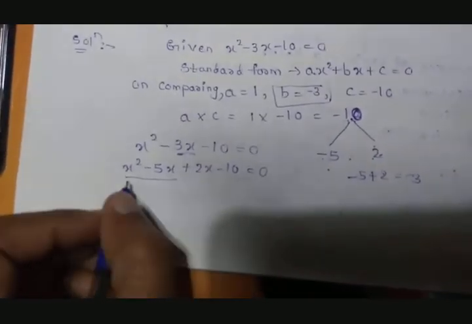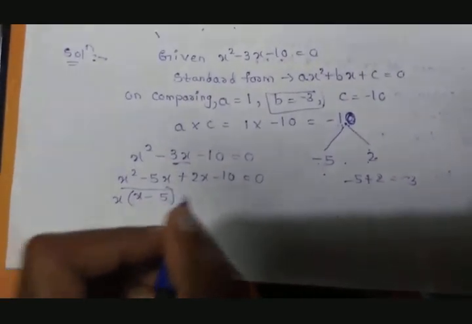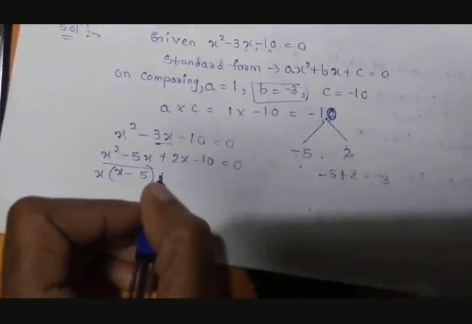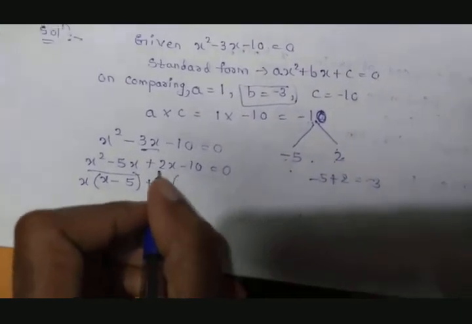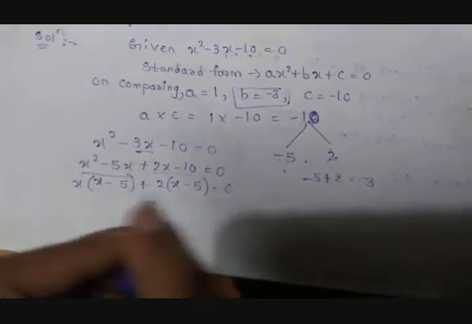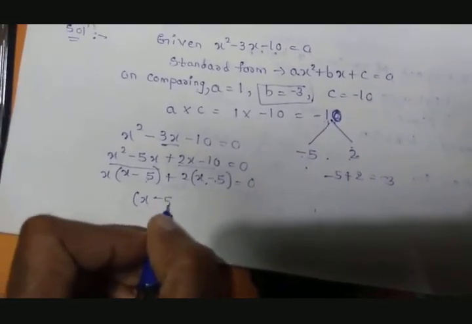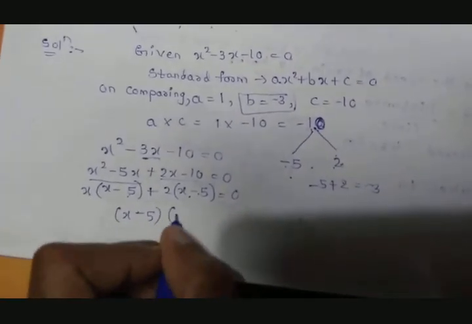Now taking x as common in the first two terms, we will be remaining with x minus 5, and taking plus 2 as common in the next two terms, we will be remaining in the bracket with x minus 5, equals 0. So now we have x minus 5 as common, and we will be remaining with x plus 2.